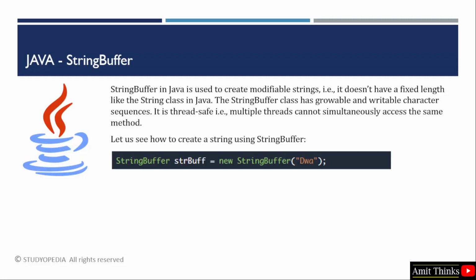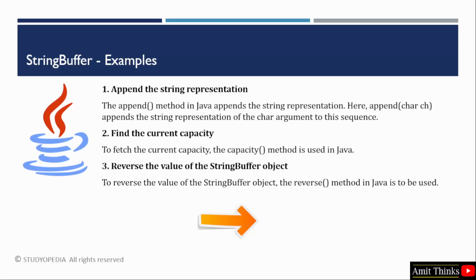So here let us see how to work with string buffer. So this is how we can create a string using the string buffer class. Okay, so we have used the new operator here and in the parenthesis we have added the string. Now let us see some examples of the string buffer class. First we will append the string representation, then we will find the current capacity. After that we will reverse the value of the string buffer object.